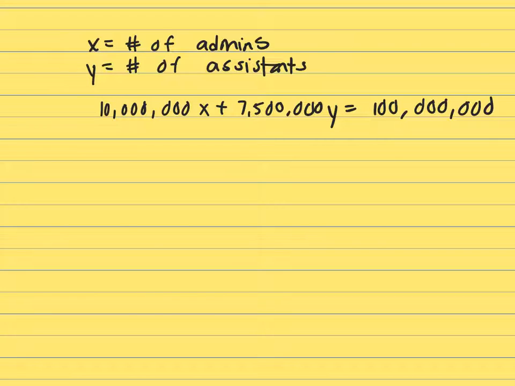So the first thing I want to do is cross out as many zeros as I can. And that's going to be 1, 2, 3, 4, 5, in each term.